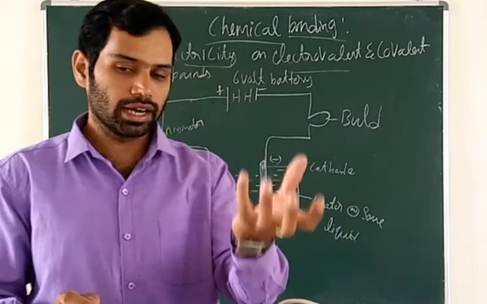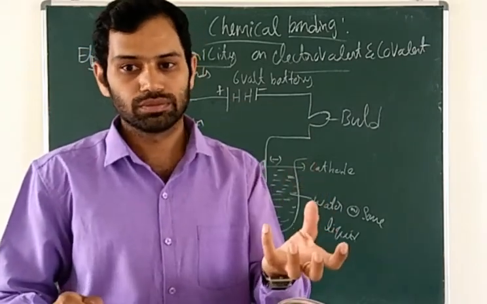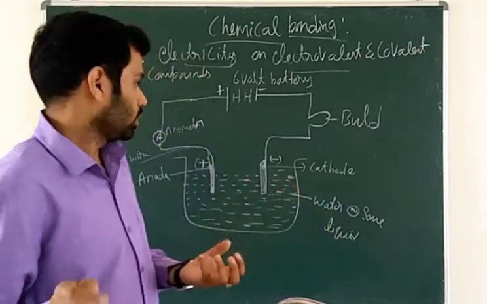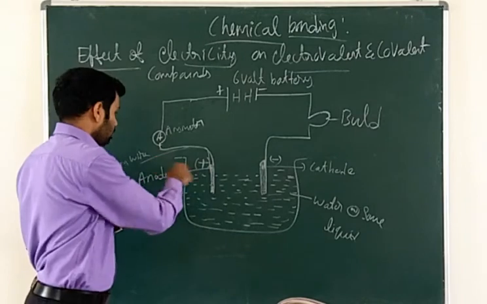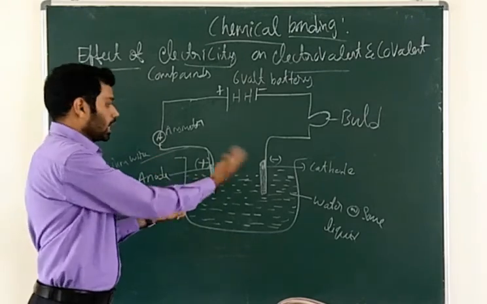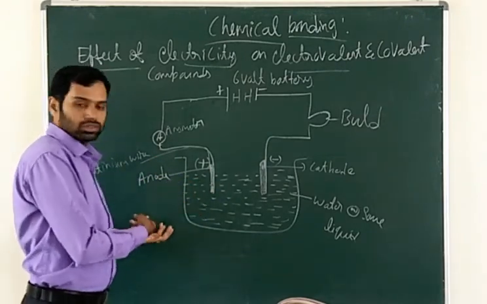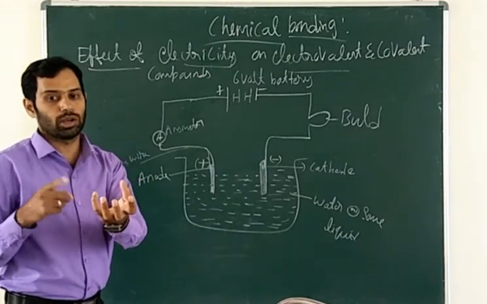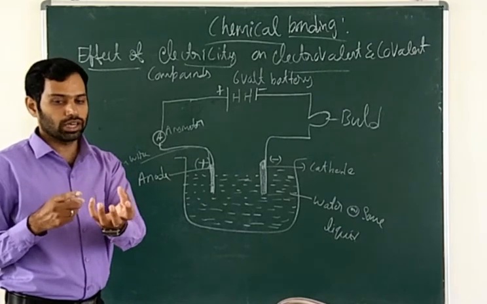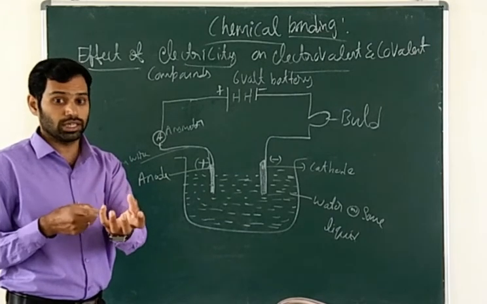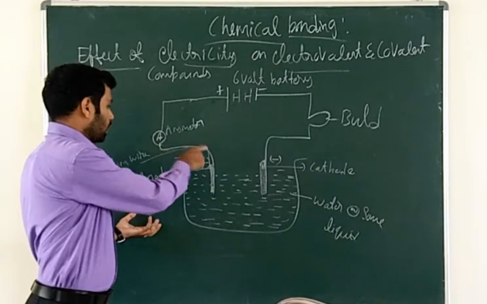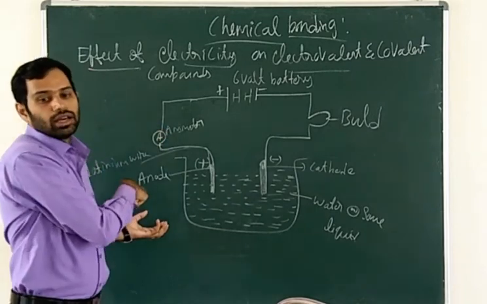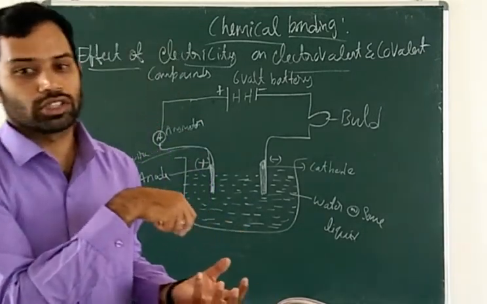Very good. So in the beaker, take the sodium chloride solution. Clear? Next, take this platinum wire, the anode or cathode end. In the beaker you are taking the sodium chloride solution, which is the electrovalent compound. Sodium chloride is the electrovalent compound. Take the platinum wire and dip it into the sodium chloride solution.